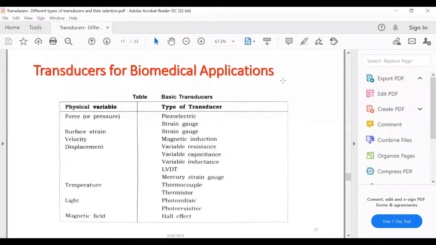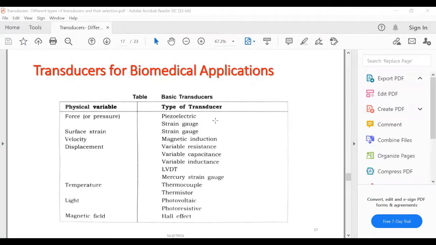Next is the transducers for biomedical applications. In biomedical applications, many variables of interest, like pressure and fluid or gas flow, cannot be measured by standard transducers, so they are converted to one of the variables for which basic transducers are available. Some basic transducers for biomedical applications are listed over here.